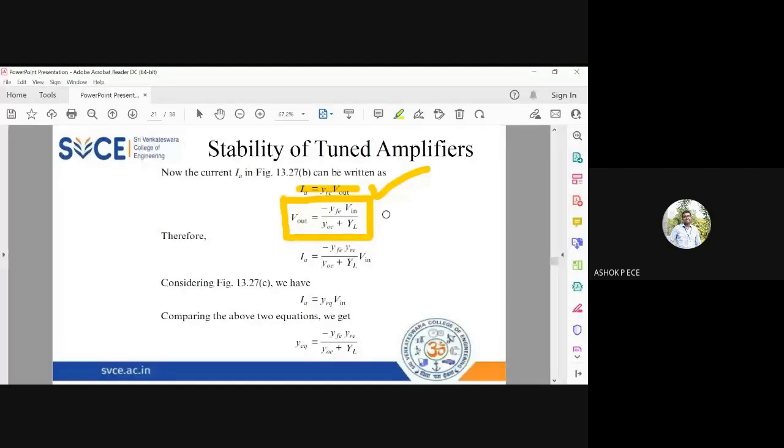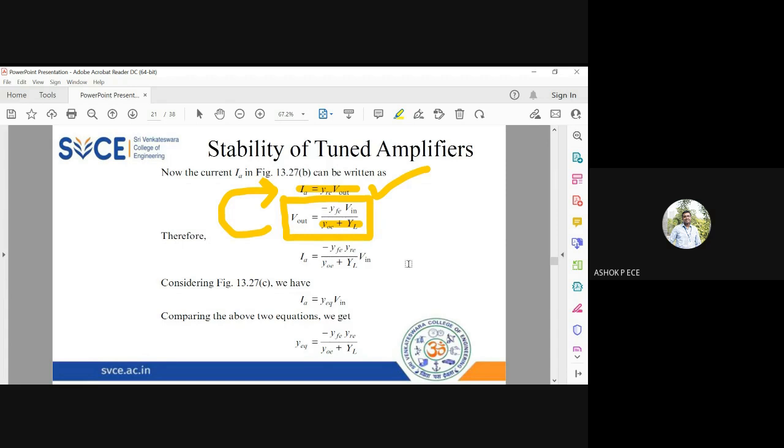So you need not use the voltage division technique because you have everything in parallel. Just consider that admittances in parallel get added. So Y_oe plus Y_L will come in the denominator, and V_out is equal to minus Y_fe into V_in divided by Y_oe plus Y_L. So substitute this value of V_out in the expression for I_A. So I_A will be equal to minus Y_fe Y_re divided by Y_oe plus Y_L into V_in.